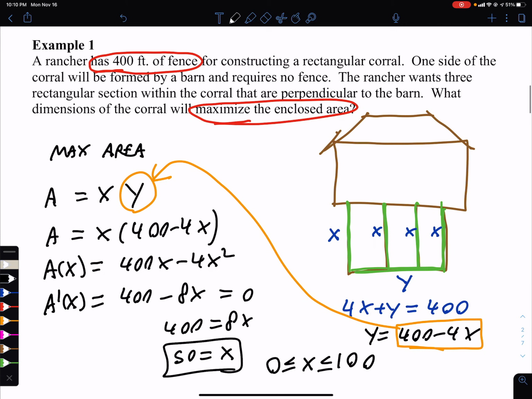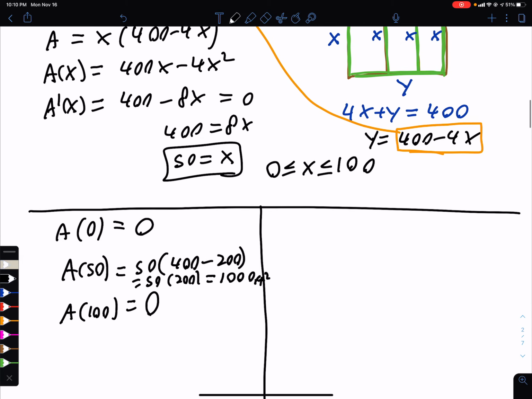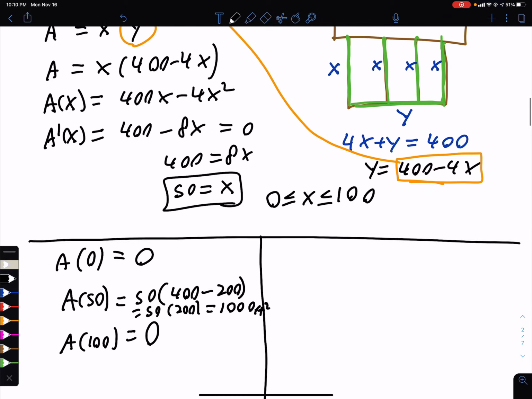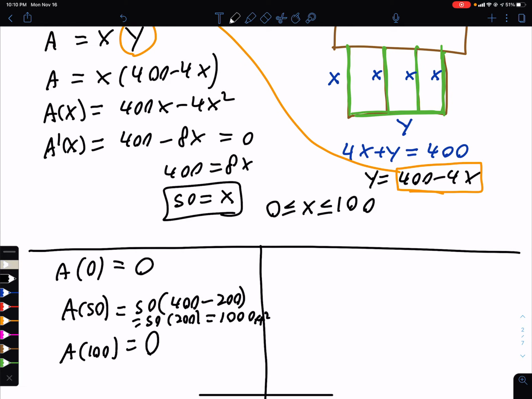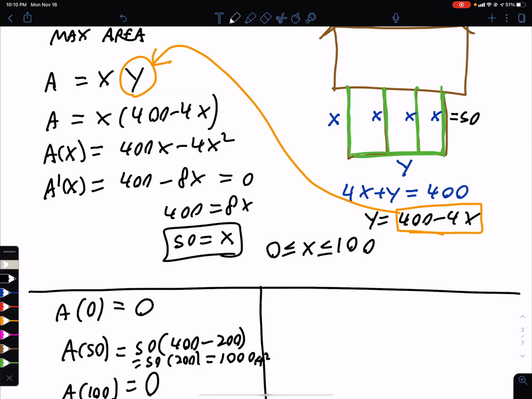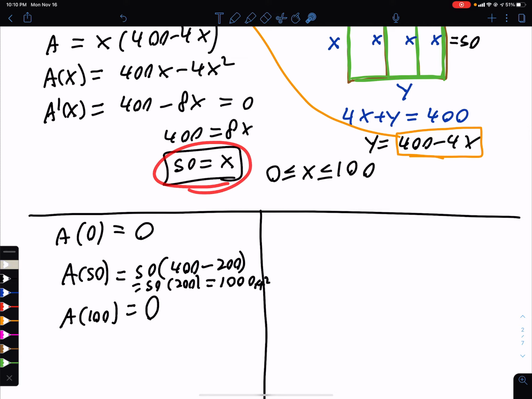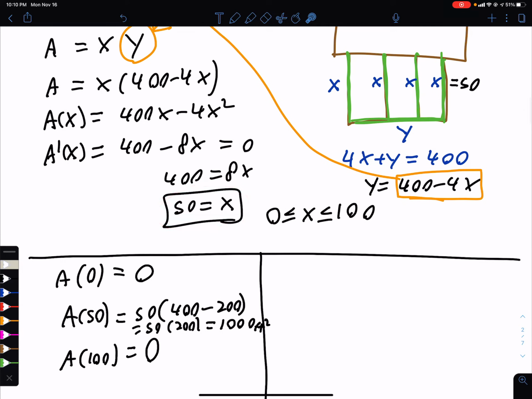So the question asks the dimensions of the corral. I found the maximum area, but the dimensions, that means this side would be 50, because we found x is 50 gets you the maximum. But if each of these are 50, that's going to be 100, 150, 200. So all these will take 200 feet of fencing. I have 400, so I can calculate y is 200. So 200 by 50 would be the maximum area. So those would be the dimensions, or just plug 50 in here and solve for y, and you would get the 200 similarly.